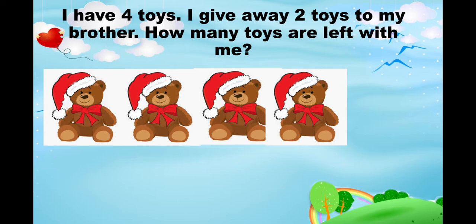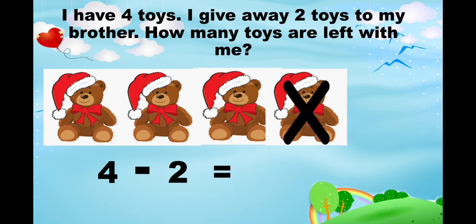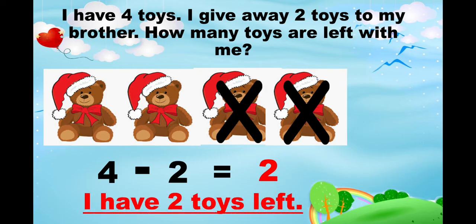I have 4 toys. I gave away 2 toys to my brother. How many toys are left with me? Now here we can see the word left. This word left is showing that this is a subtraction story. Okay, so let's solve this. 4 minus 2 equals? How many toys did I just give away to my brother? 1 and 2. So the remaining are 2. Yes, very good. So I have 2 toys left.